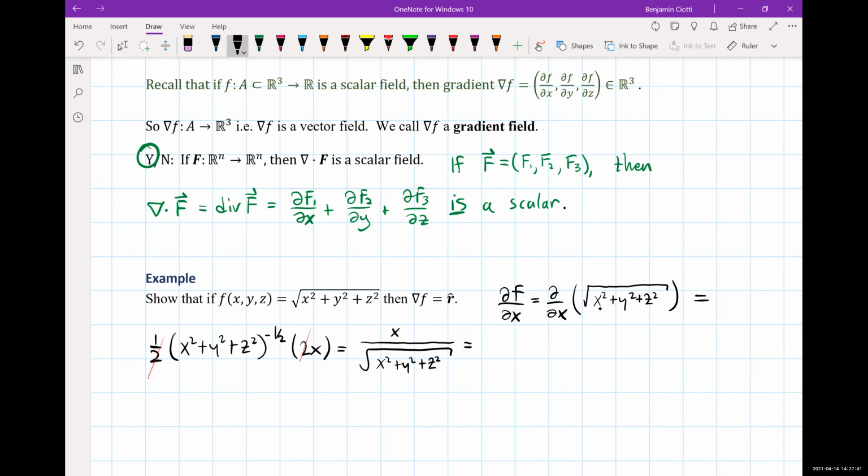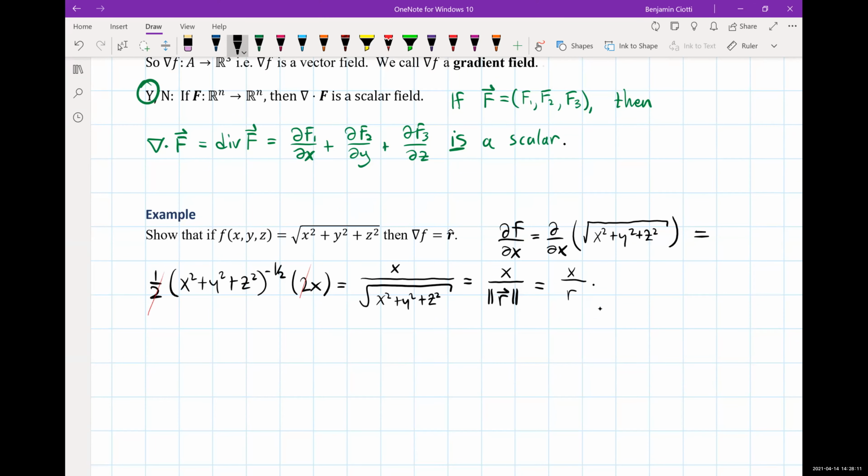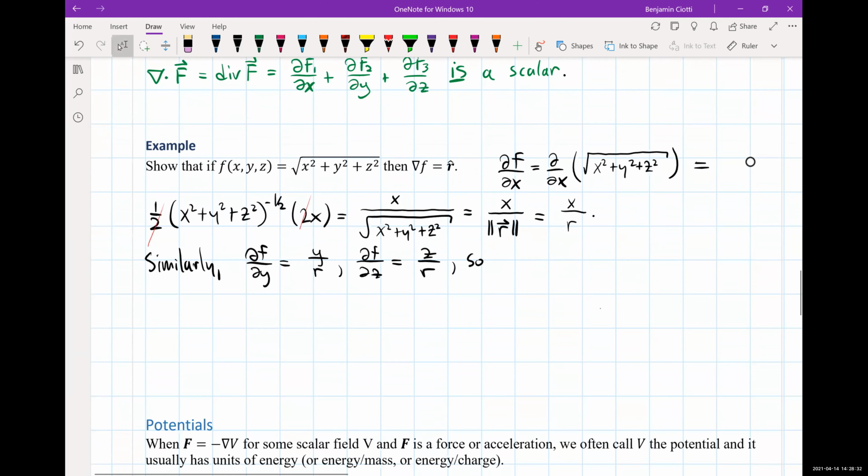Anyone recognize what the denominator here is? Another way to write the denominator? Magnitude of r. Yeah. And so yes, I could write that as magnitude of r. Or how about with my new notation, if you just write it like a scalar, I could also write it like that. That's fine as well. Okay. So the other 2 components of the gradient are going to be similar. Similarly, partial f partial y is going to equal y over r, and partial f partial z will be z over r. So the gradient of f is x over r, y over r, z over r.